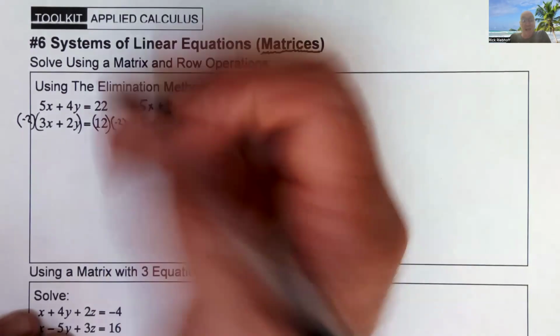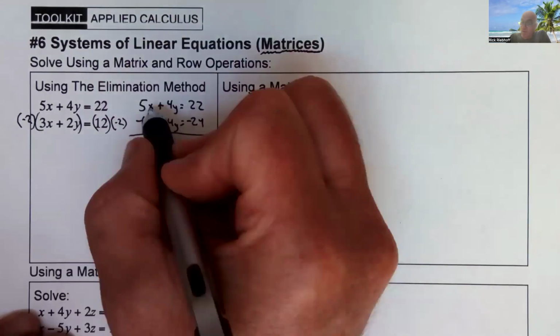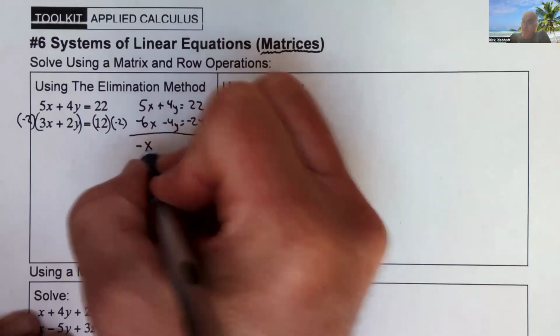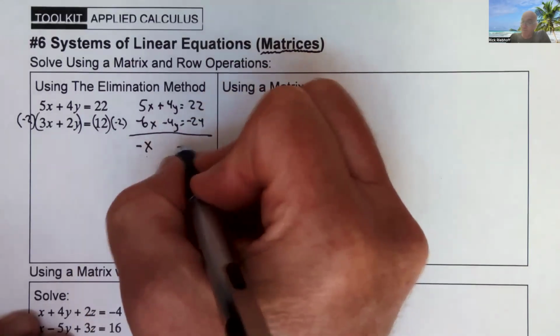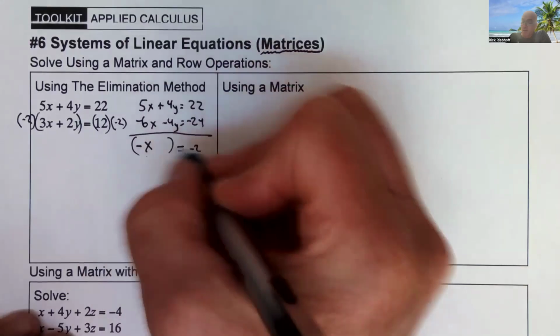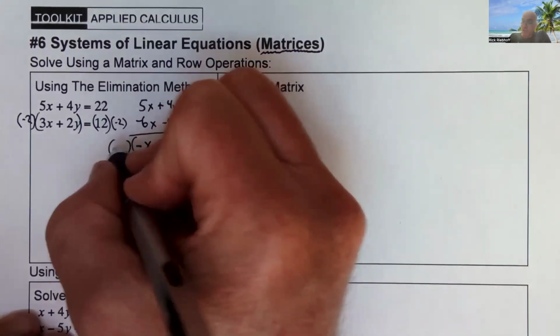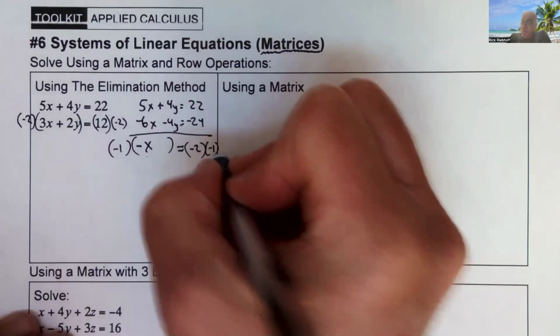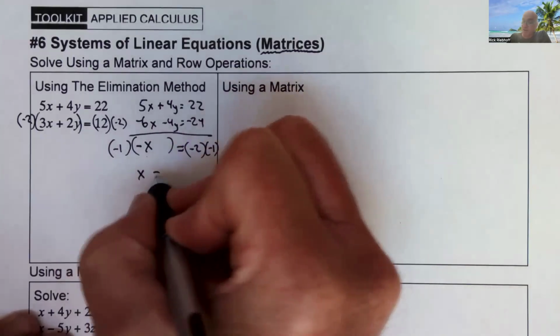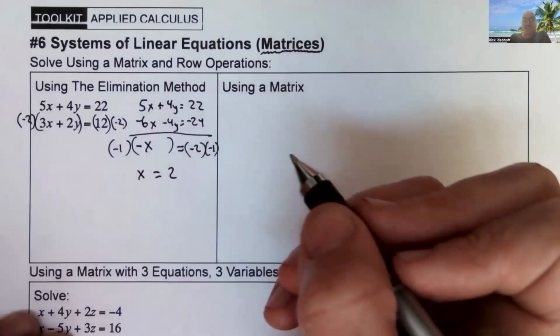It's elimination, so we added them together. So 5x plus -6x is going to be -x. Zero pair it out, equals -2. I think we could just see the answer, but technically we're going to multiply this by -1. So we get positive x equals 2, right?